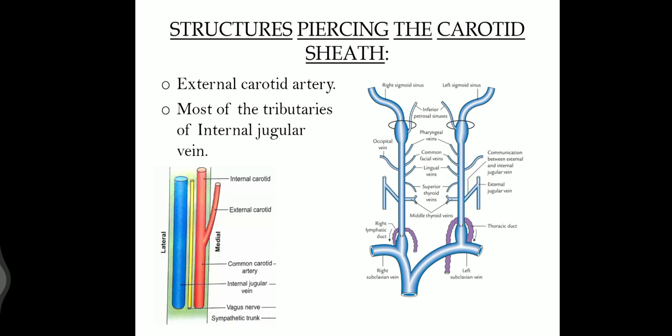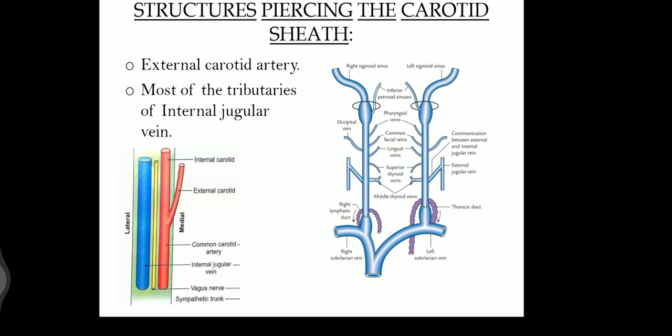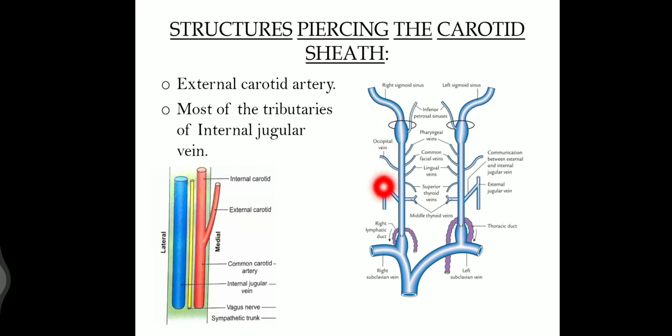And most of the tributaries of the internal jugular vein. If you see the internal jugular veins, these are the right and left internal jugular veins. This one is the right internal jugular vein. This one is the left internal jugular vein. The left internal jugular vein drains into the left subclavian vein, and the right jugular vein drains into the right subclavian vein. So these are the tributaries of the internal jugular vein.